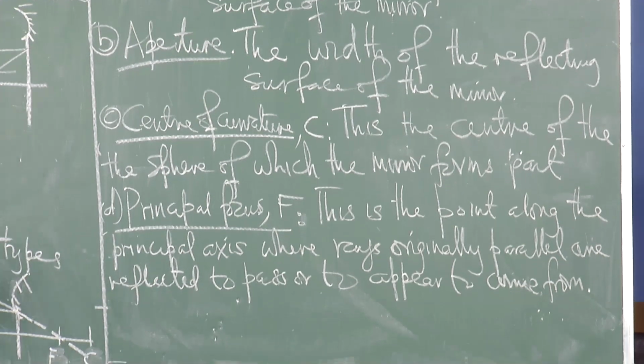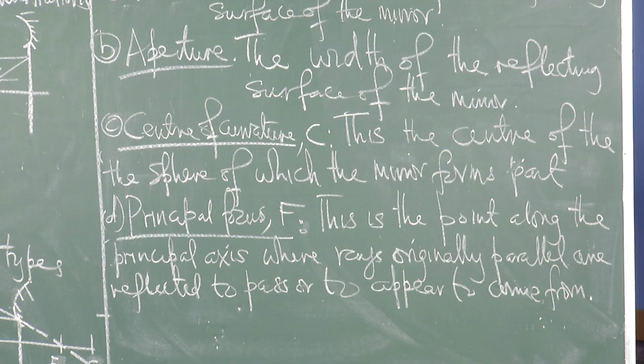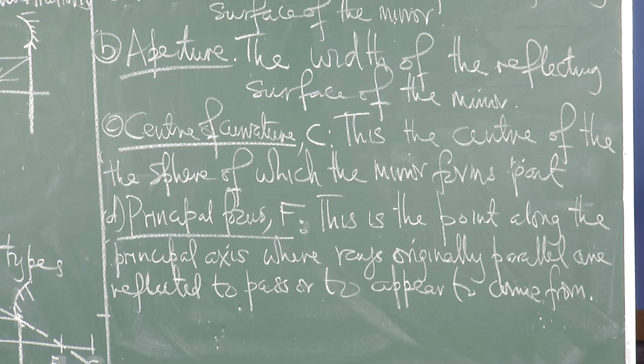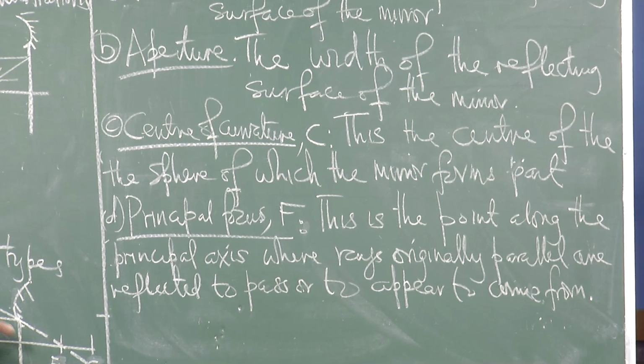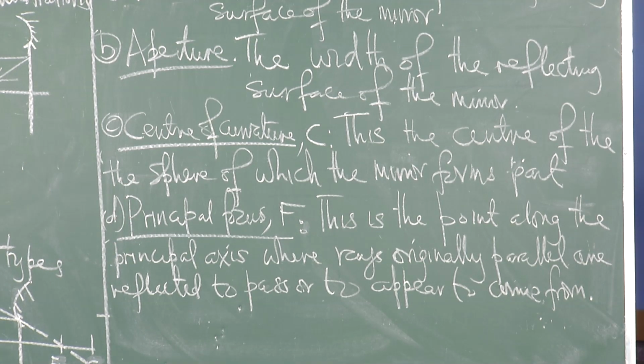Now, this particular definition for the principal focus is inclusive of the two types of mirrors. We are saying it is a point along the principal axis where rays originally parallel are reflected to pass, or where rays originally parallel appear to pass upon reflection. Now, this is very controversial here: if they ask you to define principal focus and they have not specified the type of mirror, your definition should be inclusive to cover the two types.